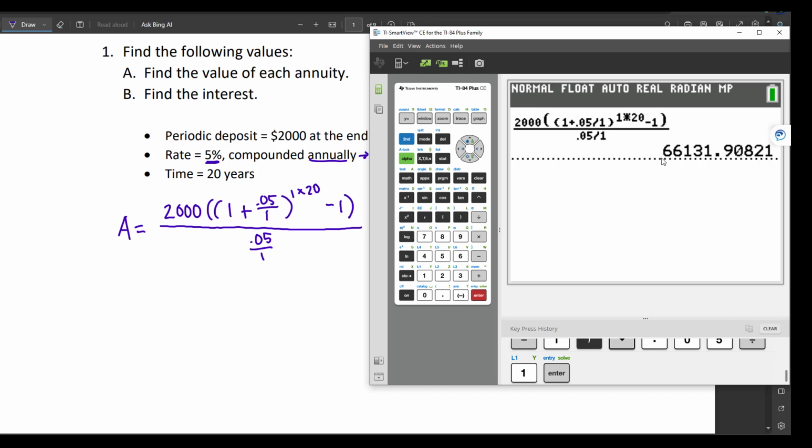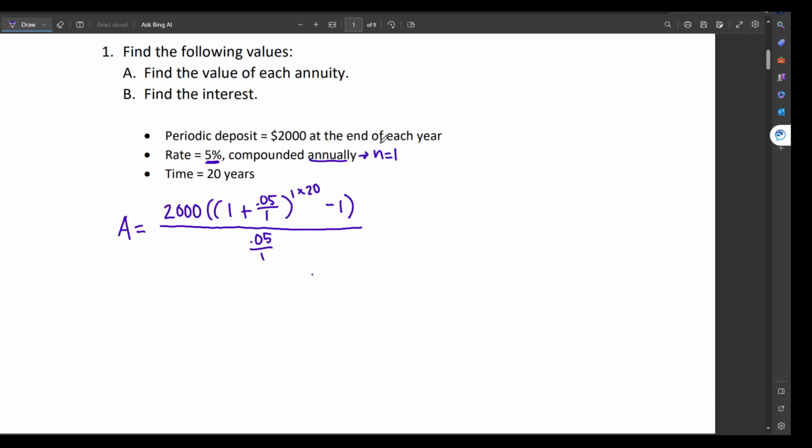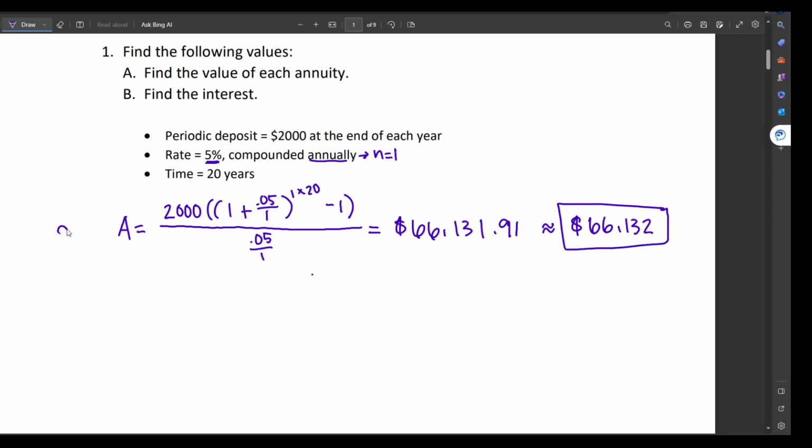After 20 years, we should have $66,131.91. On all of these questions, they are going to ask you to round to the nearest dollar. So when we round to the nearest dollar, it's $66,132. This is part A for our future value.